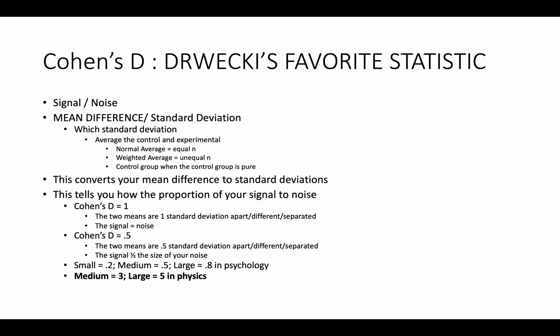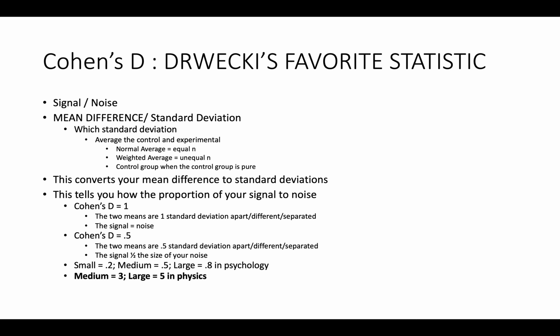In psychology, Cohen's d has 3 different interpretations. Small is 0.2, that's basically nothing. Medium is 0.5, there's something there. And large is 0.8, there's something massive there. So when our Cohen's d equals 0.2, it's small, 0.5, it's medium, 0.8, it's large.